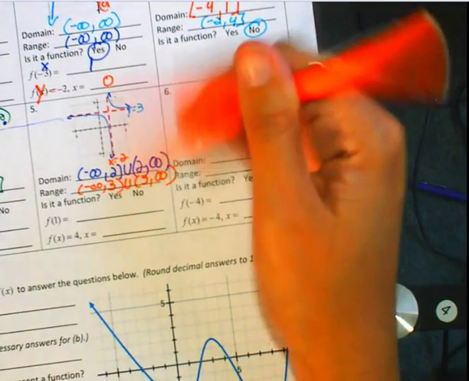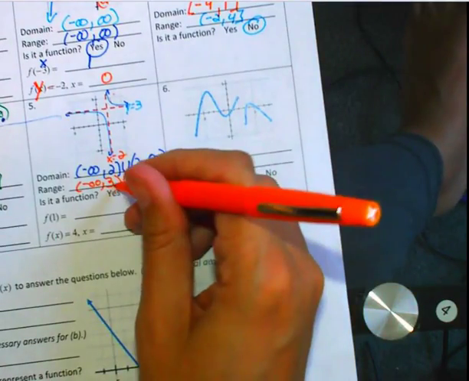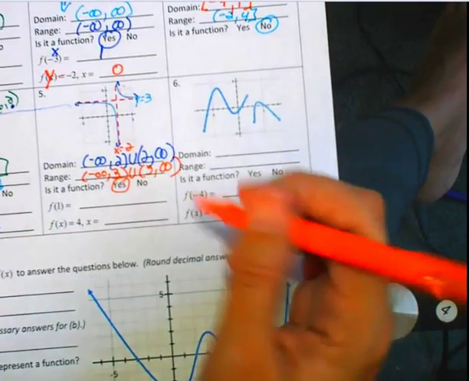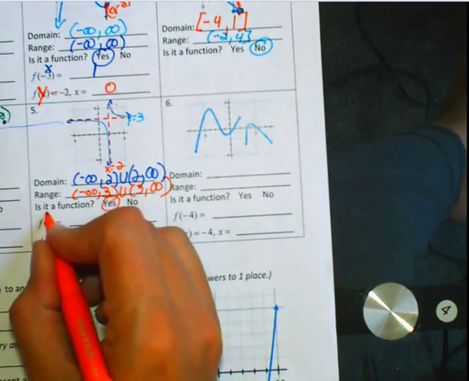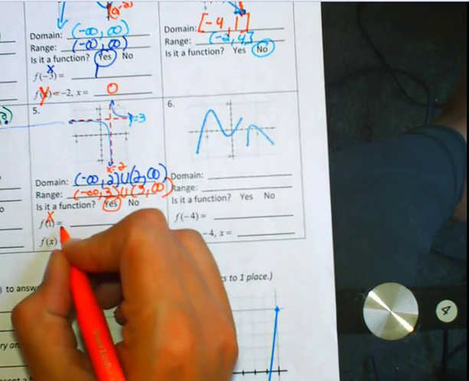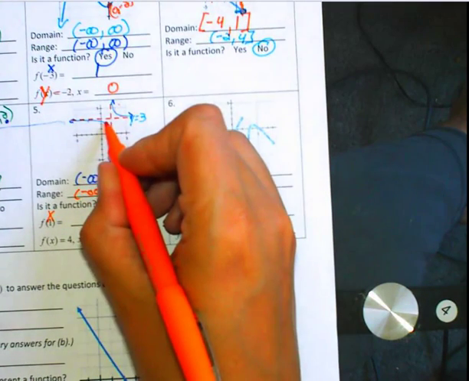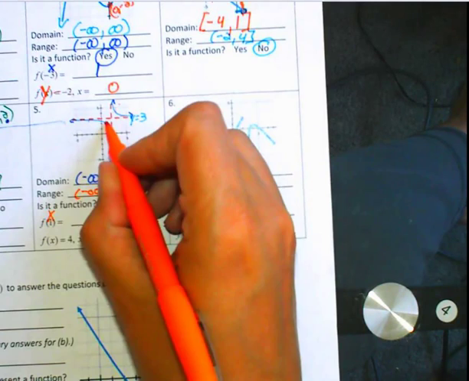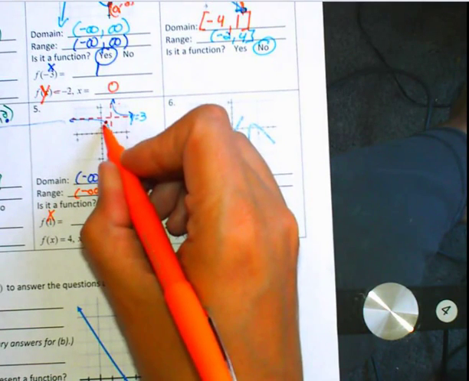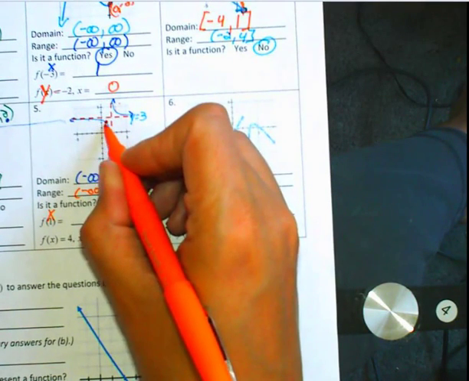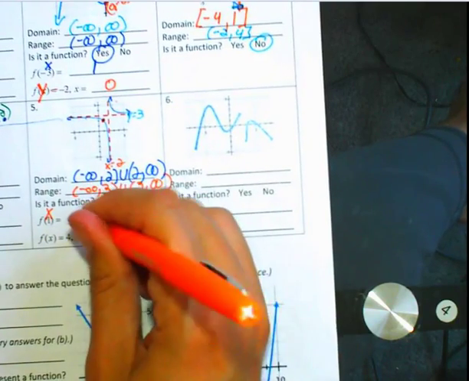Do a vertical line test here. And yes, that is a function. And then again, f of 1. So x is 1. It wants to know what my output is. So let's go find x is 1. And we see right here, about right here, x is 1, which means my output, my y value right there is 2.